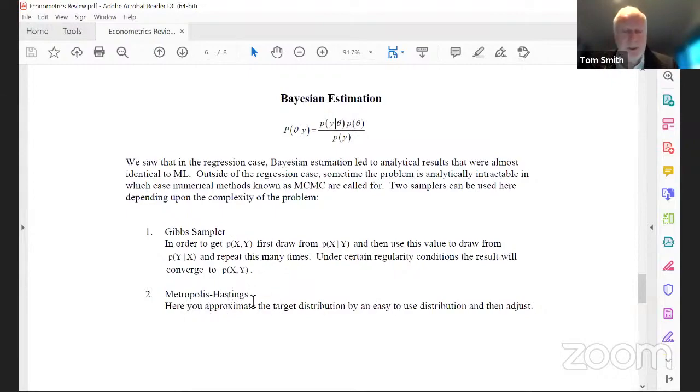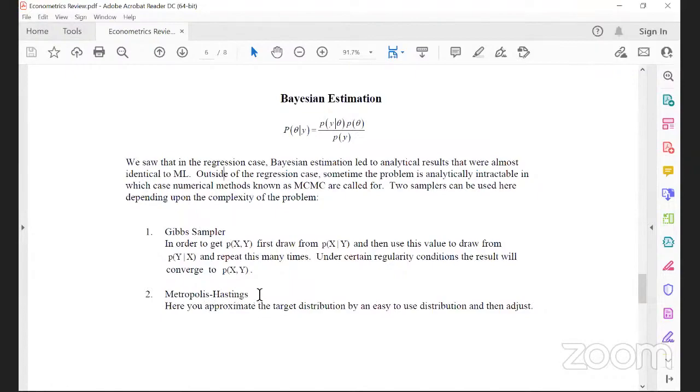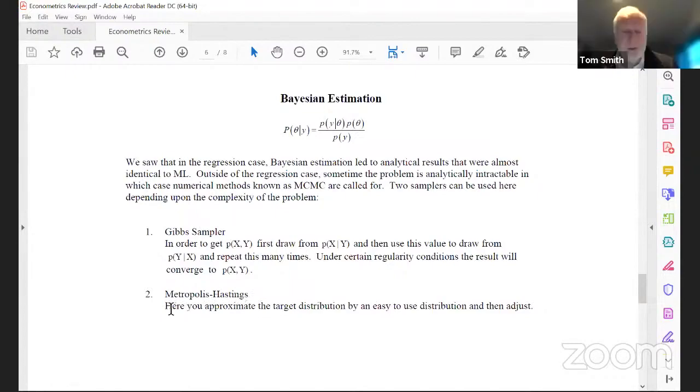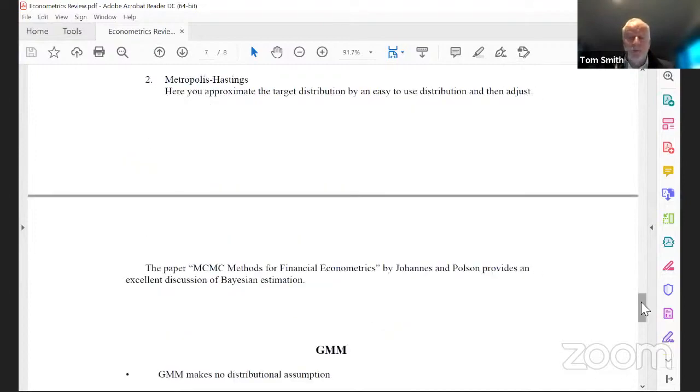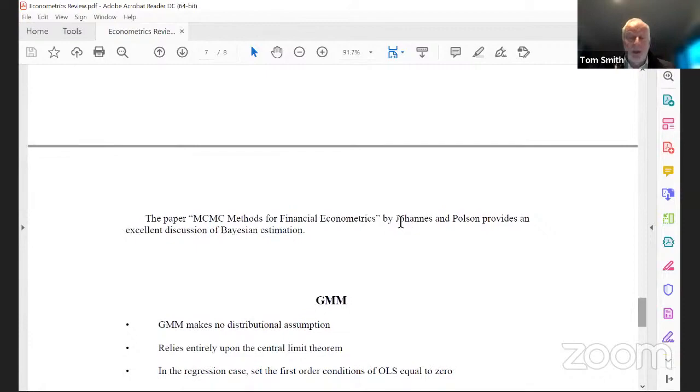The Gibbs sampler actually turns out to be a special case of Metropolis-Hastings, when the distribution is reachable from. So with Metropolis-Hastings, you approximate the target distribution by something that's easy to use, and then you make an adjustment. And the Gibbs sampler is a special case of Metropolis-Hastings, because they're the two samplers that are used. You'll find lots and lots of examples in the article by Johannes and Polson, Markov chain Monte Carlo methods for financial econometrics.